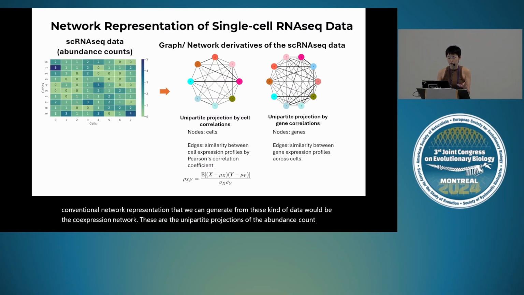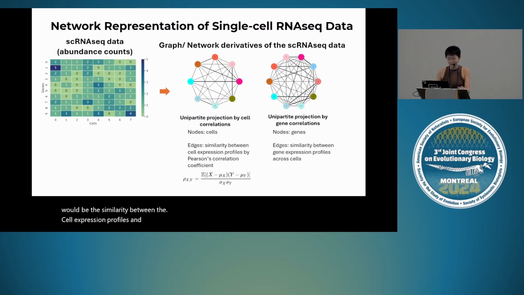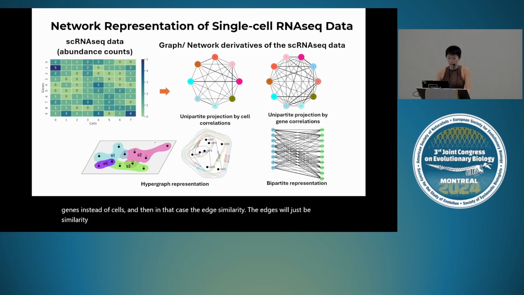And here, unipartite means that we have only one type of nodes in the network. So for example, we can have a cell co-expression network where the nodes are cells, and edges would be the similarity between the cell expression profiles. And similarly, in unipartite projection, we can also have nodes as genes instead of cells, and in that case, the edges would just be the similarity between the gene expression profiles.